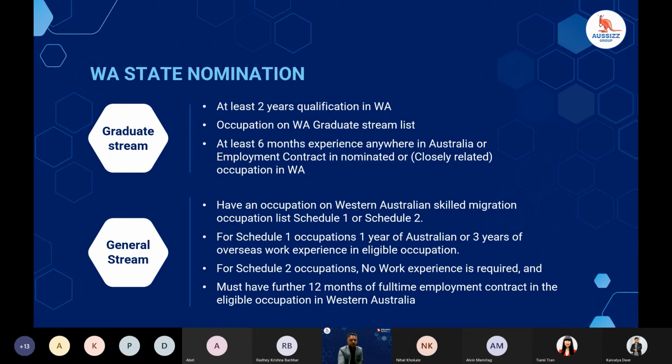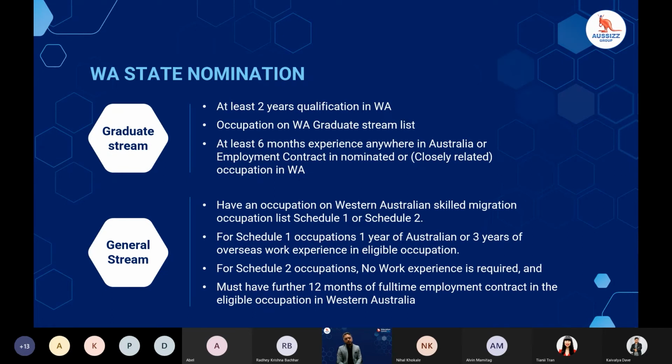If you do have this, you lodge an expression of interest. Western Australia generally conducts invitation rounds mostly every month. If you're selected, you receive an invitation to apply for a Western Australia state nomination from the Western Australian government, and you get 28 days to submit all your documents, along with your job offer, if you have to provide a job offer for 12 months full time.